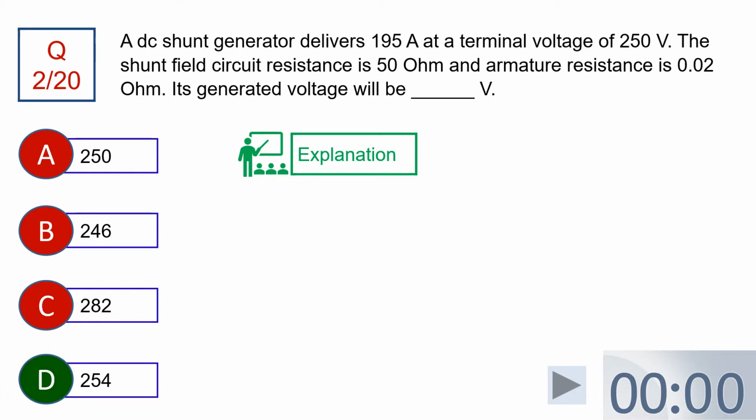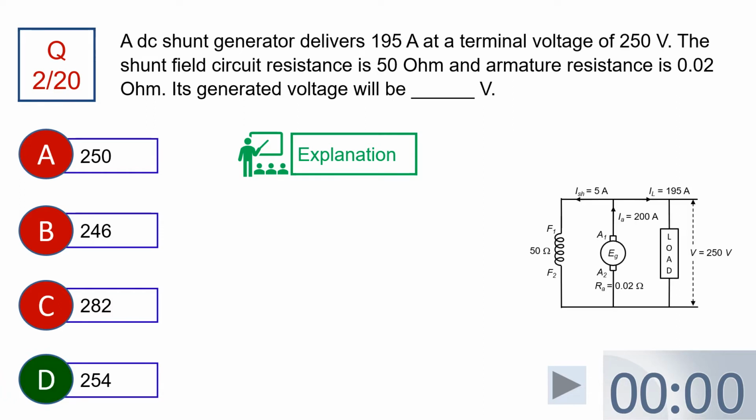Correct answer is option D. So in this case, the load current, that means current delivered by generator, that is IL, it is 195 ampere, and the voltage across load, it is 250 volt, and the generator is DC shunt generator. So the field winding is connected in parallel with armature, and therefore voltage across field winding, it is 250 volt. Its resistance is 50 ohm, and therefore current ISH, it is 250 divided by 50, that is 5 ampere, and therefore the armature current IA, it is IL plus ISH, which is equal to 200 ampere.